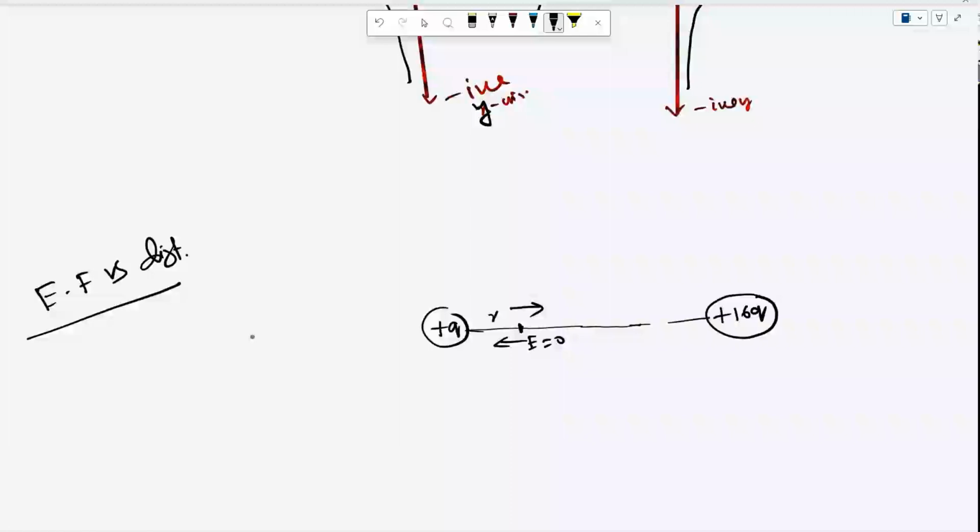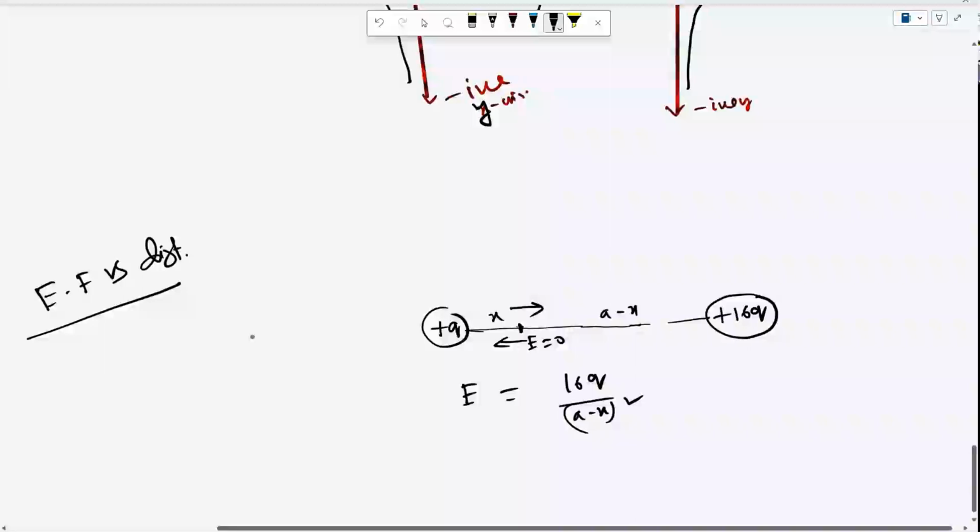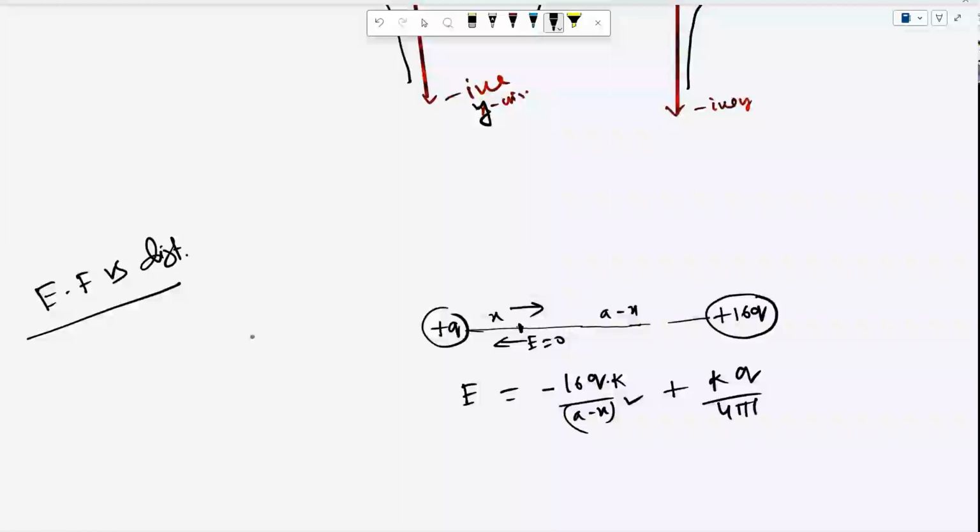Let us find it. Distance be x. So this is a minus x. At this point, electric field is what? E equal to 16q by a minus x whole square. It is towards left, negative quantity, plus K into Q by 4 pi epsilon 0 x square. K will be there obviously. No, this time electric field I have considered 0. Put this thing equal to 0.